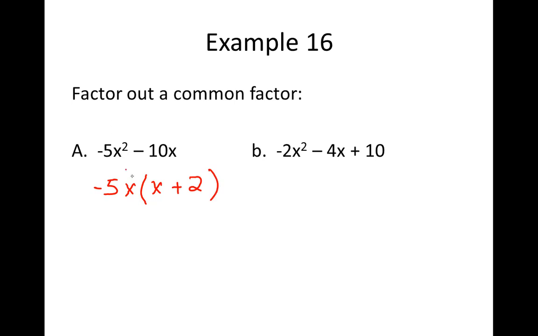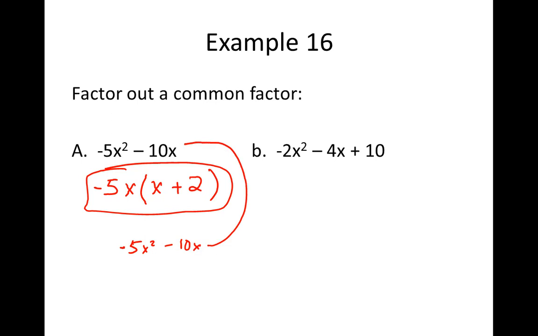But if I multiply that back out, negative 5x times x is negative 5x squared. Negative 5x times 2 is a negative 10x. So I get what I started with. Okay, pause the video here, see what you can pull out of part B.